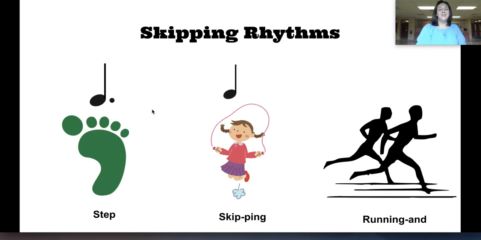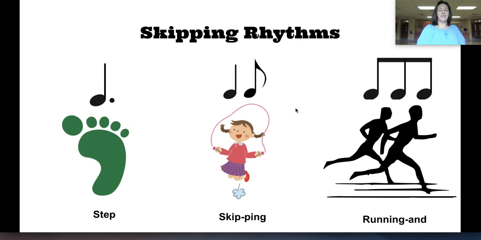Let's move on and see what's next. We have skipping. Now we have 2 musical notes together. We have our ta, no dot there this time, but we now have one little ti sister, an eighth note that's attached. So we have a long sound and a short sound. Skipping. All right, let's see what running and looks like. There it is.